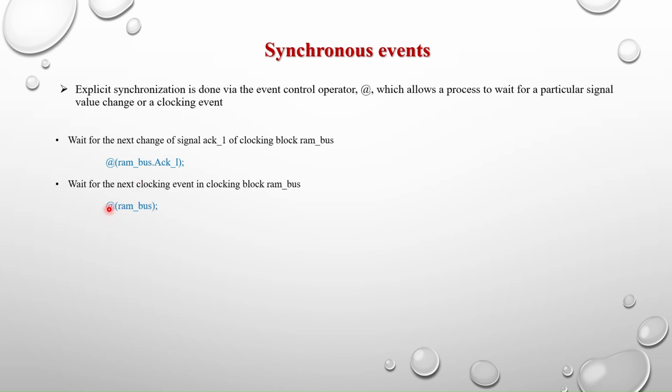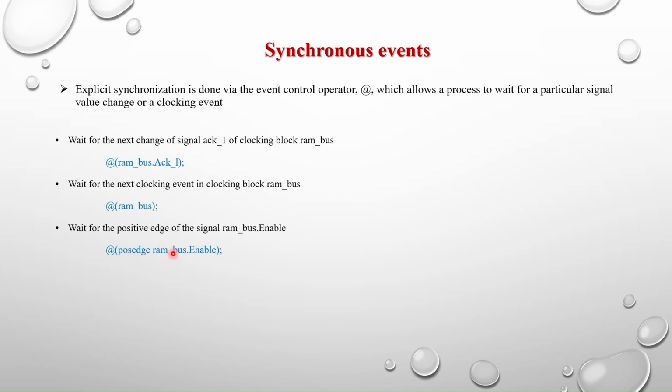And this is @rambus. Here I am waiting for the clocking block itself, meaning wait for the next clocking event in clocking block rambus. In rambus, whatever clocking event I have taken, for example posedge clock or negedge clock, I am waiting for that clocking event. So in order to wait for the clocking event, we have to use the clocking block name, @rambus. In the previous syntax I used cb, right? So you can use @cb, or @rambus.